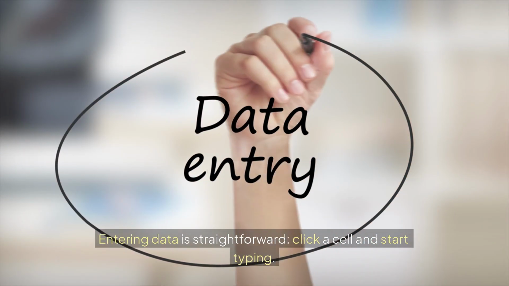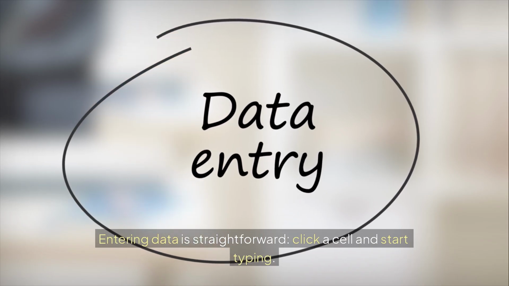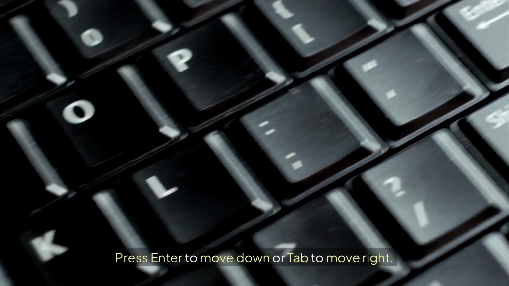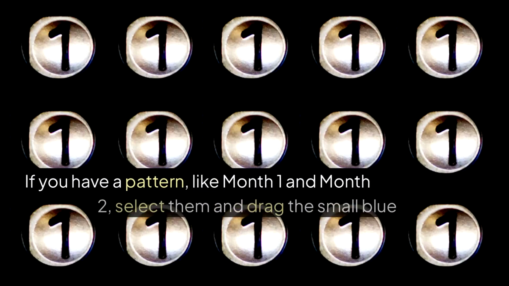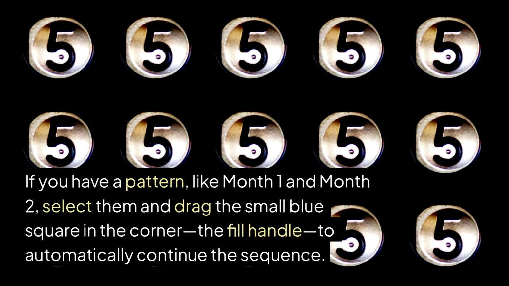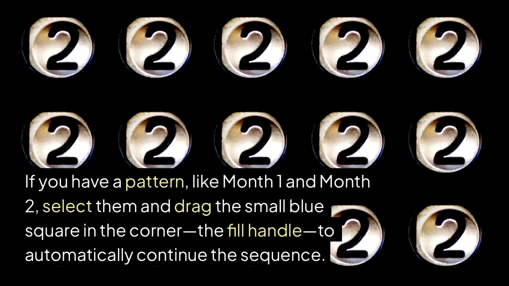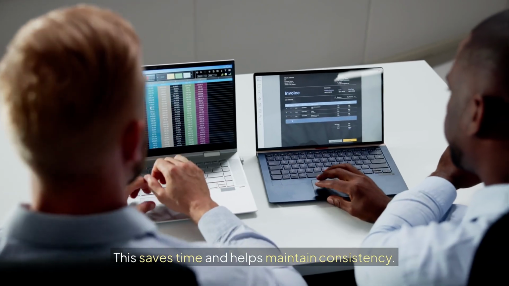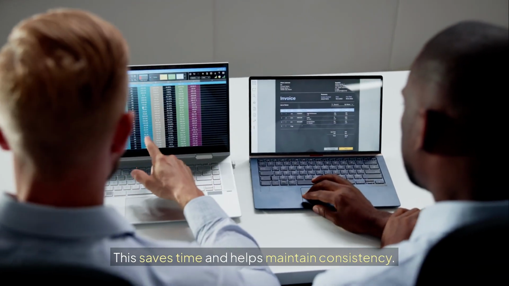Entering data is straightforward. Click a cell and start typing. Press Enter to move down or Tab to move right. If you have a pattern, like month 1 and month 2, select them and drag the small blue square in the corner, the fill handle, to automatically continue the sequence. This saves time and helps maintain consistency.